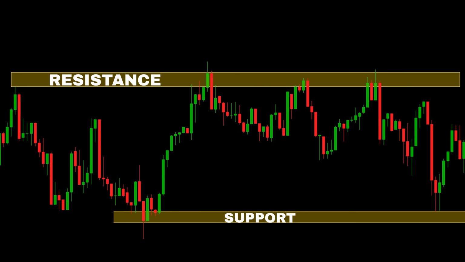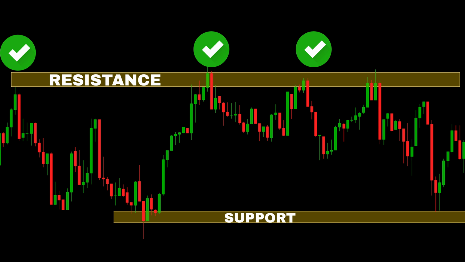Resistance is the opposite. It's a price ceiling. It's a level above the current price where sellers have historically stepped in, overwhelming the buyers and pushing the price back down. But remember, the market isn't always precise. That's why it's often better to think of these as support and resistance zones, not razor-sharp lines.